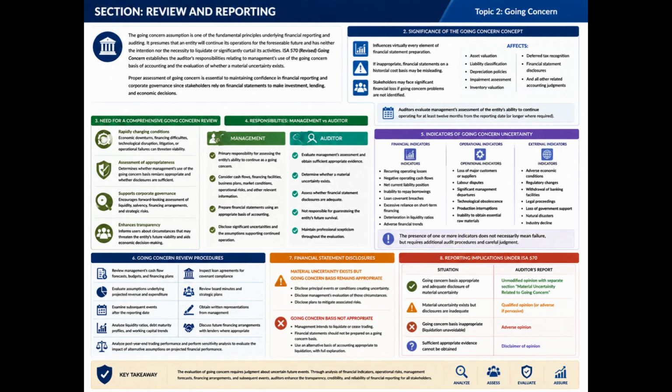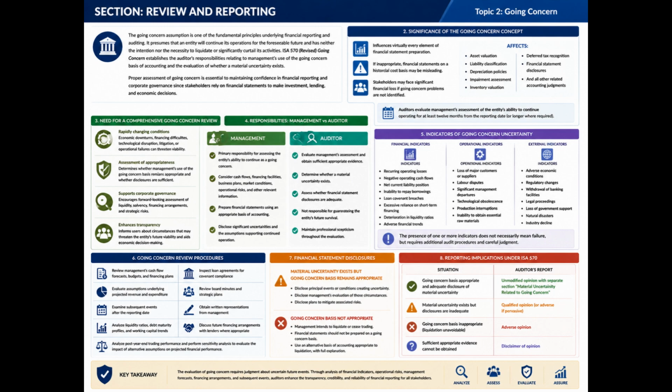Auditors also analyze liquidity ratios, debt maturity profiles, working capital trends, and post-year-end trading performance to assess whether management's forecasts appear reasonable and achievable. Where significant estimation uncertainty exists, sensitivity analysis may be performed to evaluate the impact of alternative assumptions on projected financial performance. Appropriate financial statement disclosure is essential where material uncertainty relating to going concern exists.